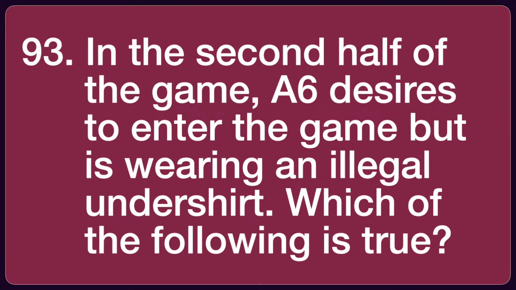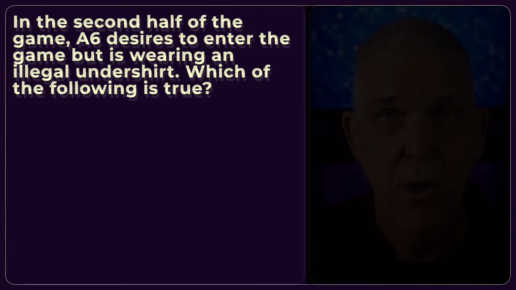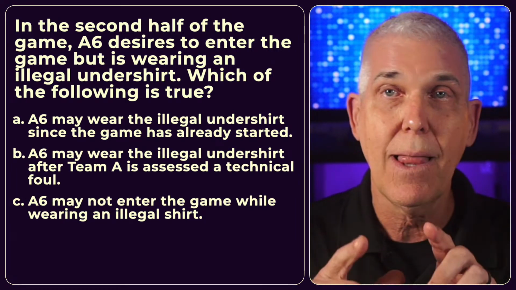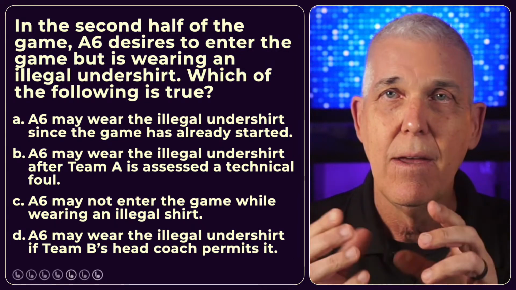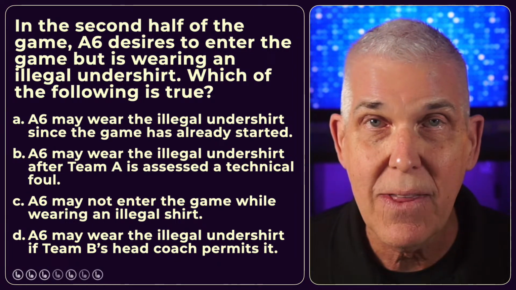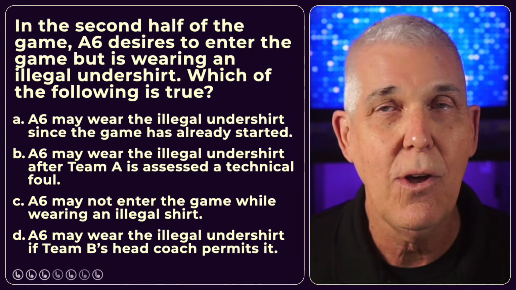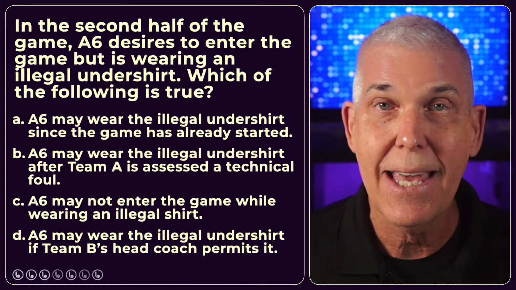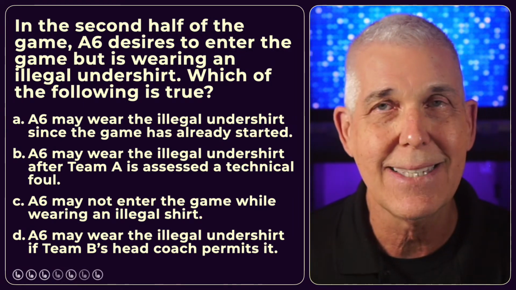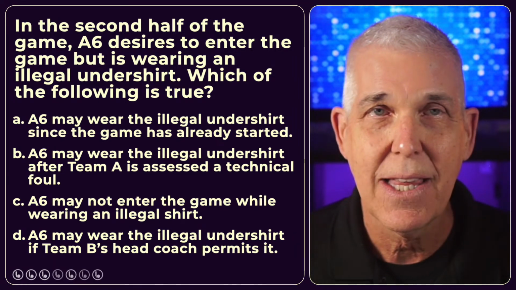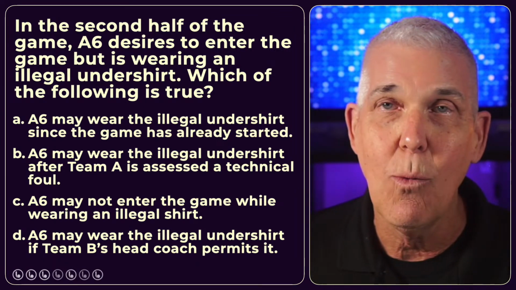In the second half of the game, A6 desires to enter the game but is wearing an illegal undershirt. Which of the following is true? Which of these are true statements regarding a player who seeks to enter the game but is not legally equipped? A, A6 may wear the illegal undershirt since the game has already started. No, that's not how it works. B, A6 may wear the illegal undershirt after Team A has been assessed a technical foul. We never assess technical fouls related to player equipment, he says confidently. C, A6 may not enter the game while wearing the illegal shirt.